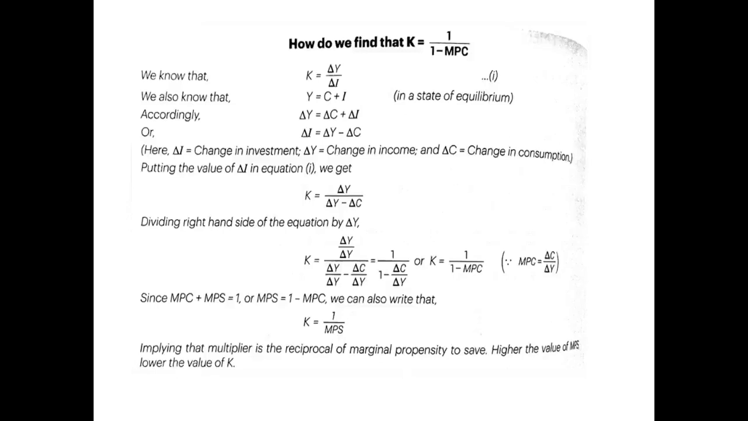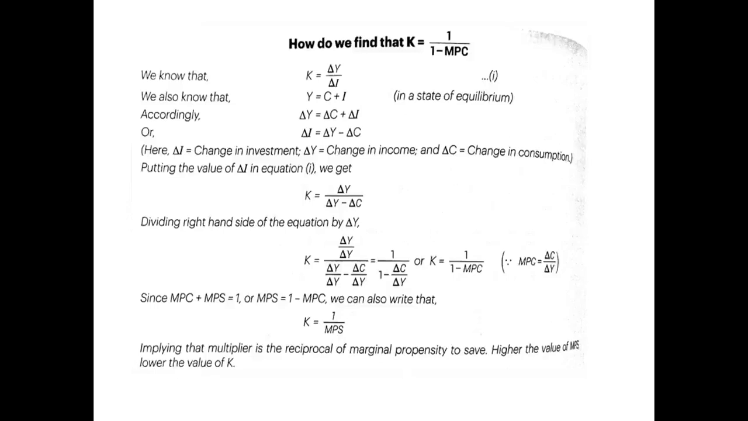K is equal to change in Y upon change in I, we have discussed. Y is equal to C plus I, or we can write it change in Y is equal to change in C plus change in I, or change in I is equal to change in Y minus change in C. Now, in equation 1, we will put the value of change in I, change in Y upon change in Y minus change in C.